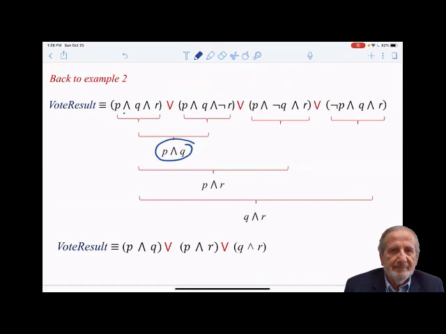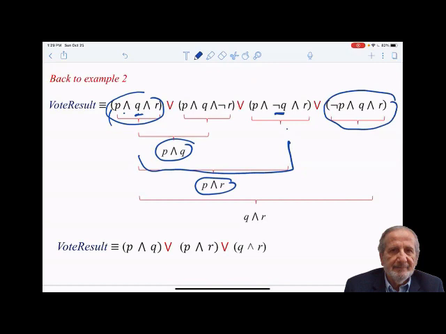Now, if I take the same first term again with this one, look at them, the difference is in Q, Q, not Q. Then the result will be P and R. Now I'm going to take the same first term here with the last one. And the change is in P only. That will give me Q and R. And therefore my expression is reduced to this simple one.